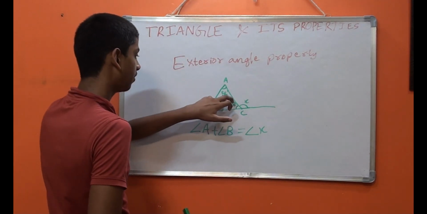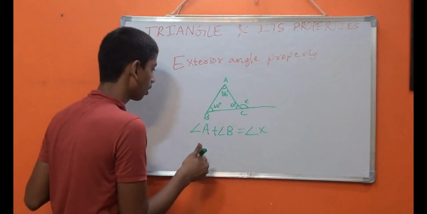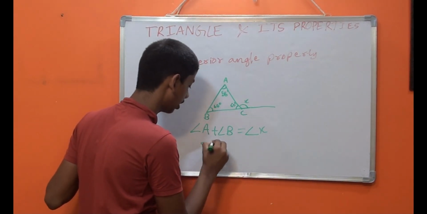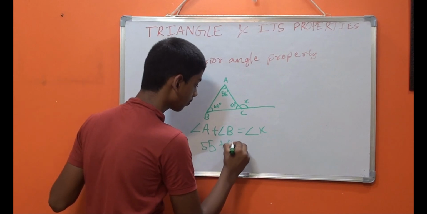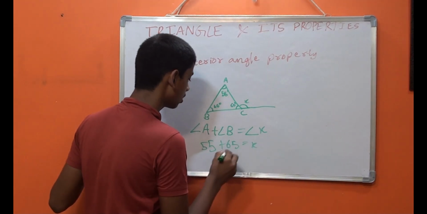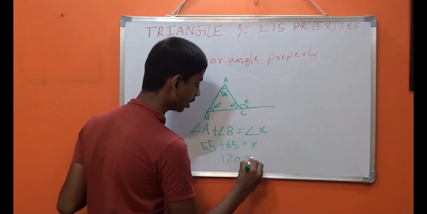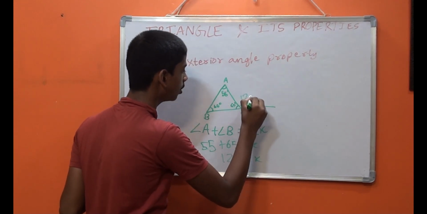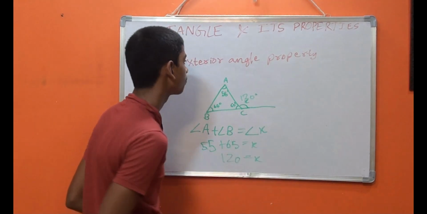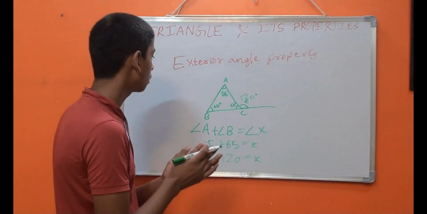Now here, 55 degrees plus 65 degrees. Then 55 plus 65 equals x. Then how much would it be? 120 equals x. Then this angle would be 120 degrees. Now this is the exterior angle property.